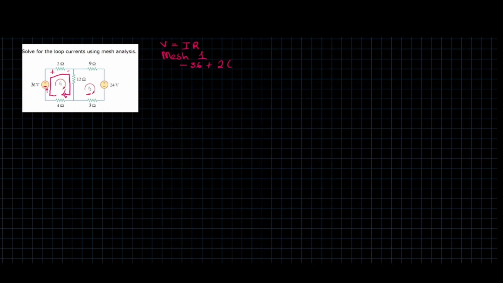That'll be plus 2I1, plus, for this particular 12, current drops across it, but you see, it's caught in between two mesh currents. So it's going to be I1 minus I2. If we're in mesh 2, it should be I2 minus I1. So it just depends on where you are. Plus this particular one. I always get confused when I see the resistor here, but it's just like normal. So just 4I1 equals 0. Now, if you simplify this, you're going to get 18I1 minus 12I2 equals 36. That's the first equation.